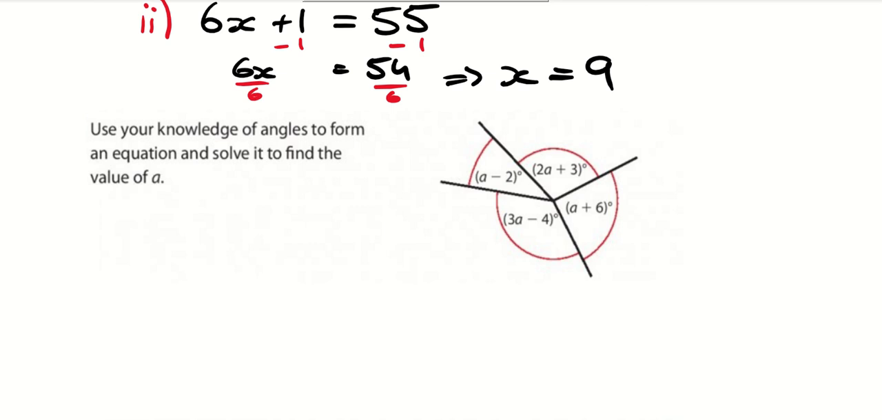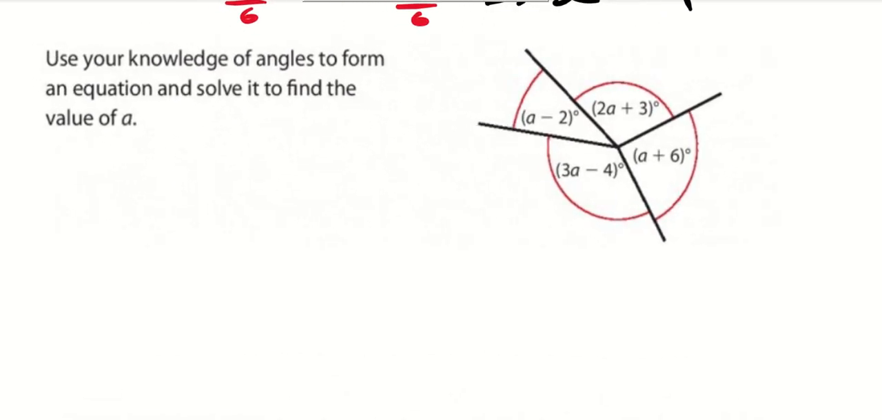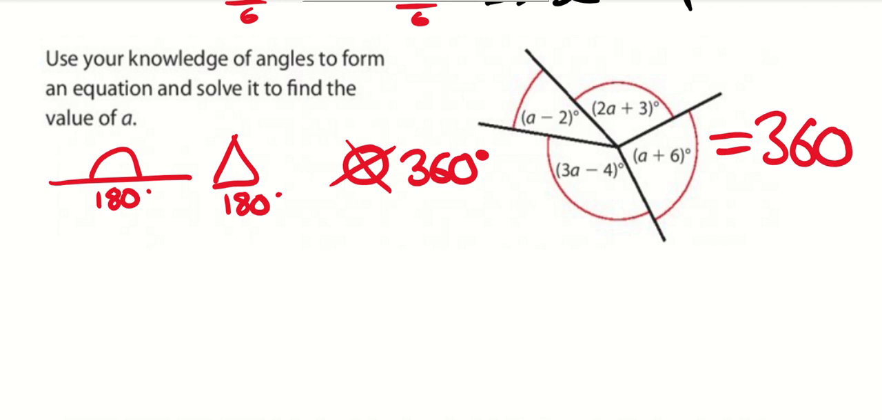Okay, moving on down. It says use your knowledge of angles to form an equation and solve it to find the value of a. Okay, so think for a second, how many degrees are there? So if you remember a straight line, you have 180. In a triangle, you're also going to have 180. But if you have something like this and an entire full rotation, you're going to have 360 degrees. So this means that all of these will be equal to 360 here. So if you want to try it yourself before I do it, definitely pause it and go for it. And I will do the answers now.